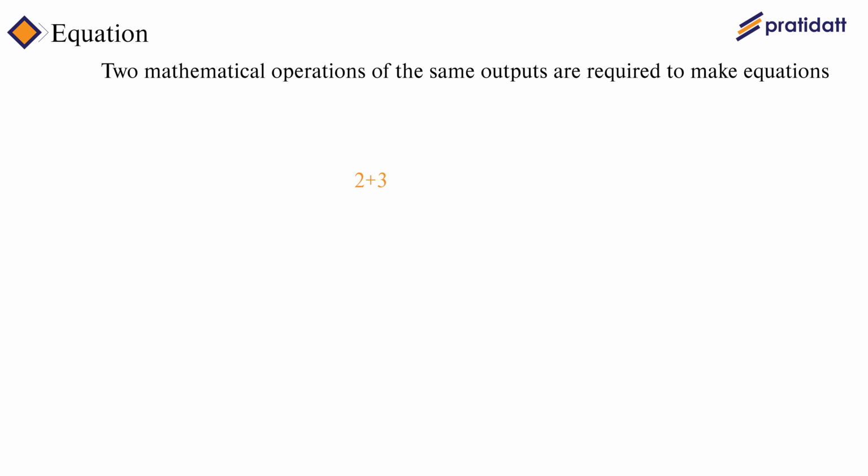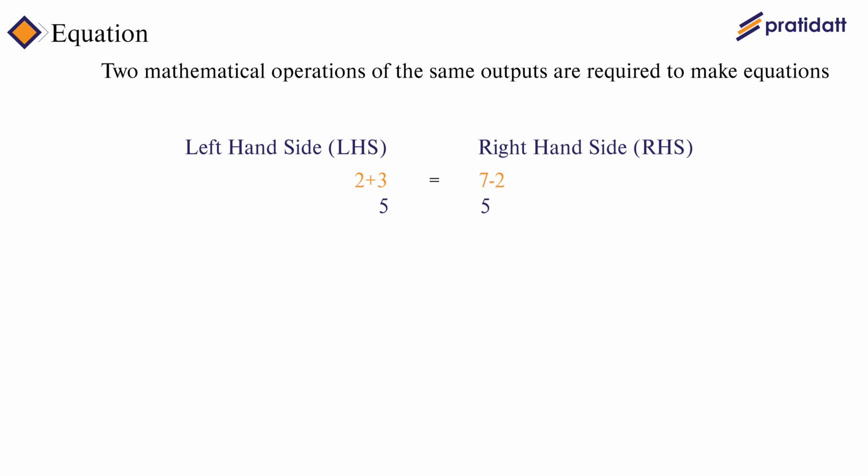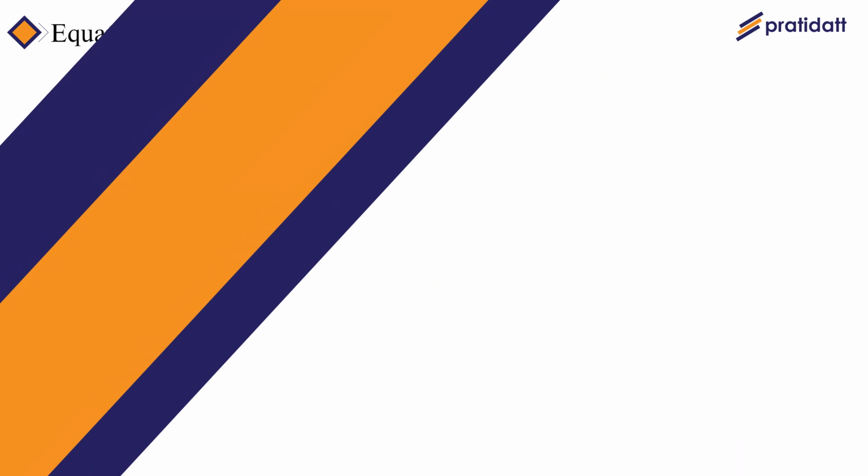2 plus 3 and 7 minus 2, both operations have the same output, that is 5. Here, 2 plus 3 is the left-hand side part of an equation, that is LHS. And 7 minus 2 is the right-hand side part of an equation, that is RHS. So, both sides of the equation, LHS and RHS, are the same. Therefore, the condition of making an equation is satisfied.